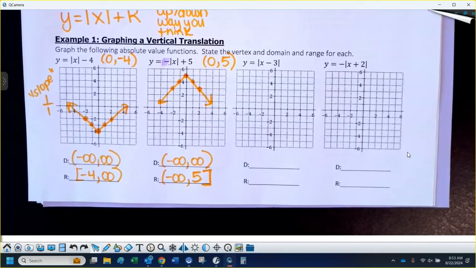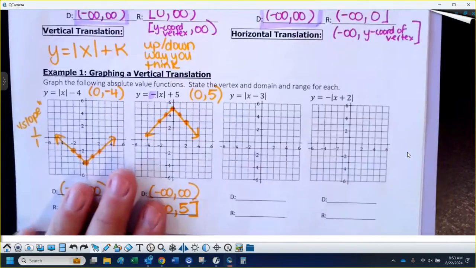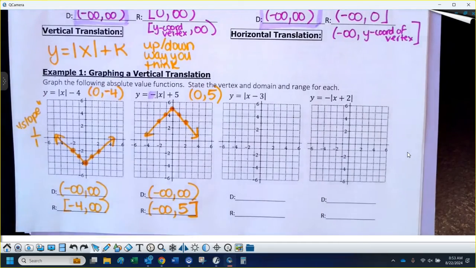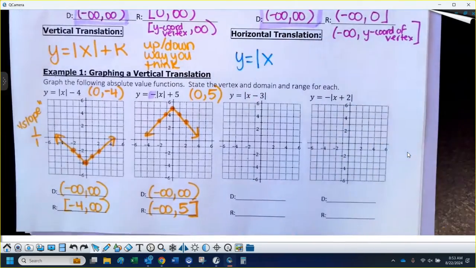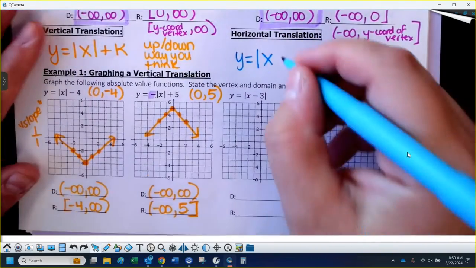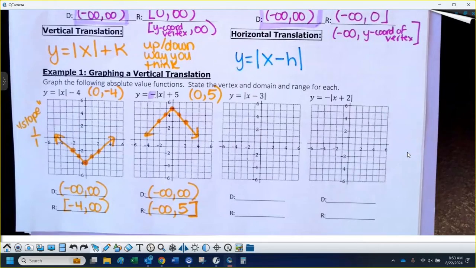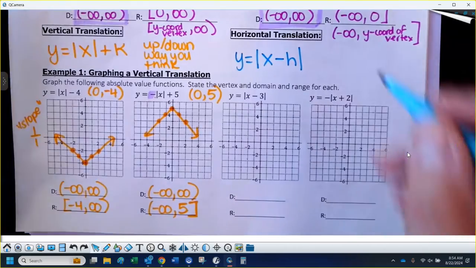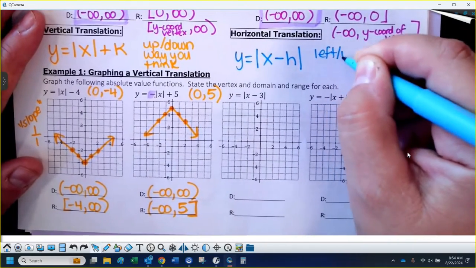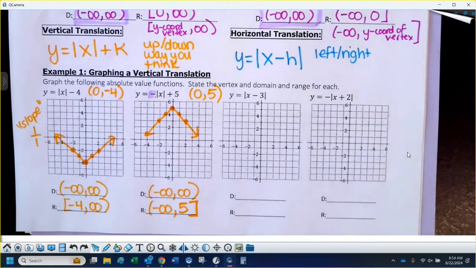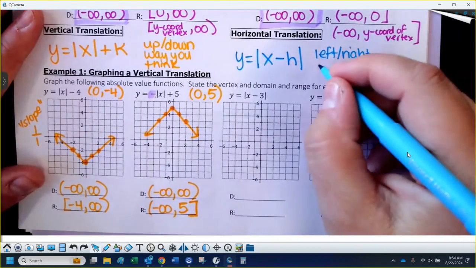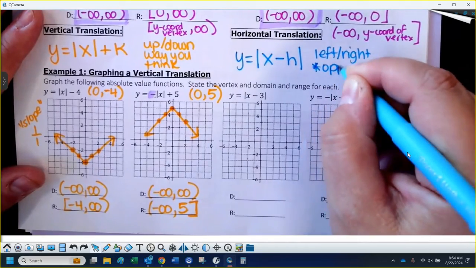Okay, now the other one, this is weirder. So a horizontal translation, I'm going to go back kind of up here, write this for you. So horizontal translation, you're going to have some number inside the absolute value with the x. All right, and we use h to represent that. So that's going to end up being the x coordinate of your vertex. So I'm going to show you this real quick. This is going to shift your graph left or right. And this is always tricky, and I promise you, we will literally use this all year because it's the way you shift different graphs. This is the opposite way you think.